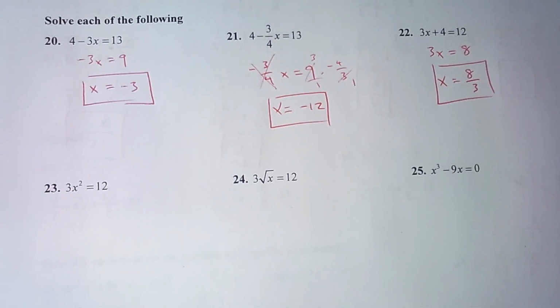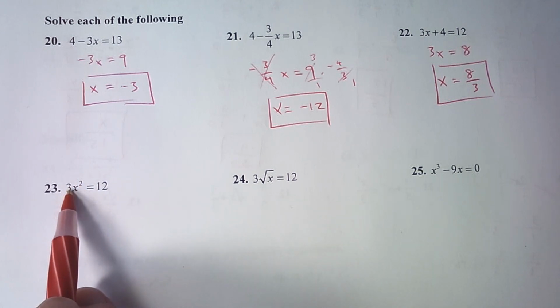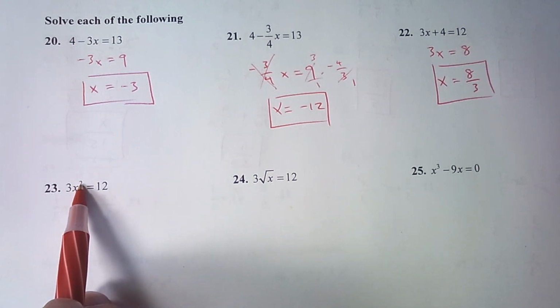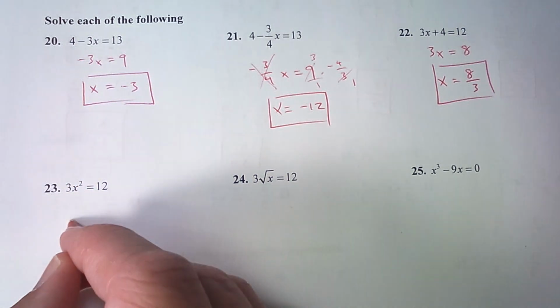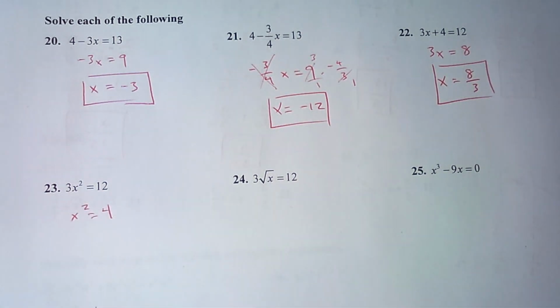Number 23, I have an exponent here, but before I can do exponents, I've got to do this multiplication here. When you're solving an equation, it's inverse order of operations. The exponent goes last here, so I need to divide by 3. X squared equals 12 divided by 3 is 4.